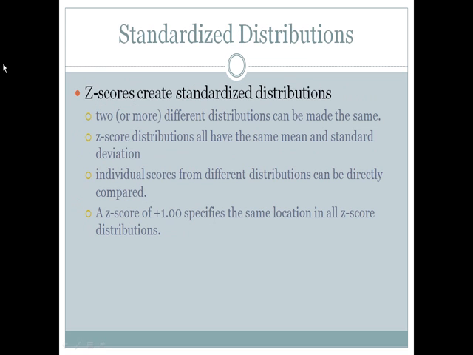So the advantage of z-scores is that we are standardizing distributions so that different distributions can be made the same, so that they can be analyzed using the same numbers, which are z-scores. So we can compare two distributions that might not have any characteristics in common otherwise. But z-score distributions do have something in common. Even if they come from wildly different sets of numbers, all z-score distributions will still have the same mean and standard deviation.